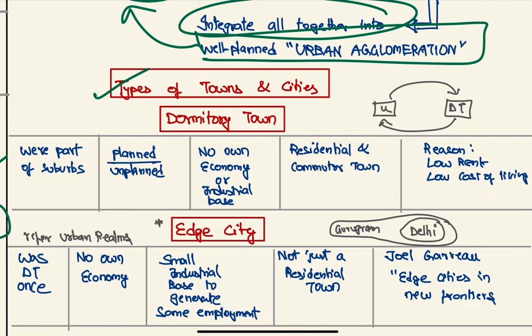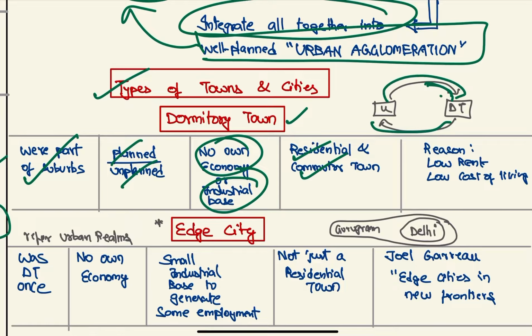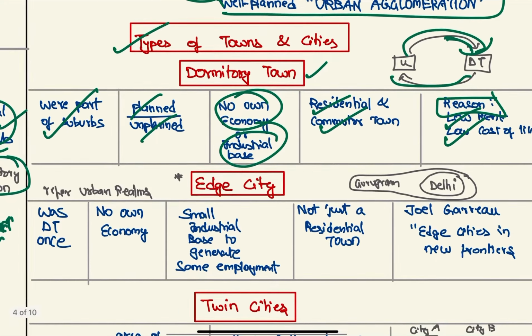Next, we have types of towns and cities. First one is a dormitory town. These were parts of suburbs. They may be planned or unplanned. They do not have their own economy or industrial base. So these are basically residential commuter towns. People go to the urban areas, they work and they come back to their homes. The reason for their popping up is the low rent in these areas and low cost of living compared to the main city.